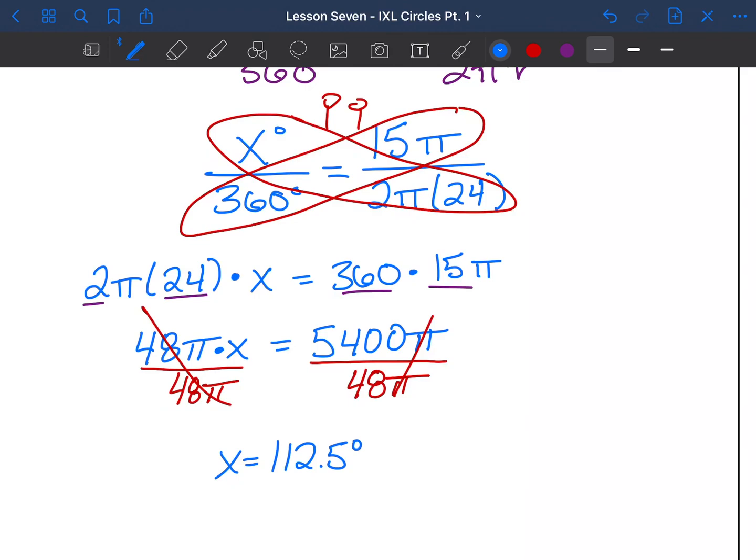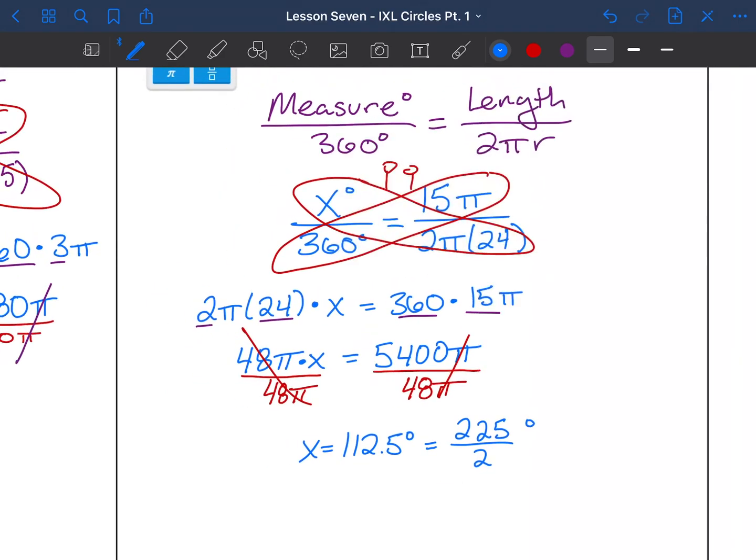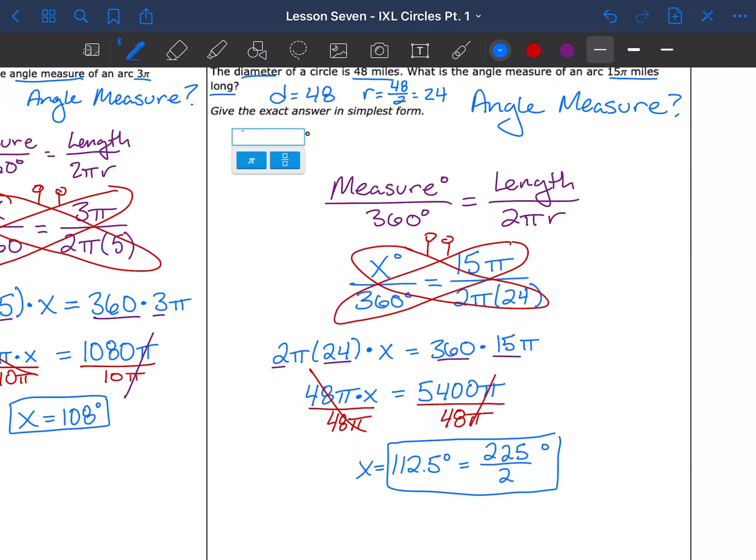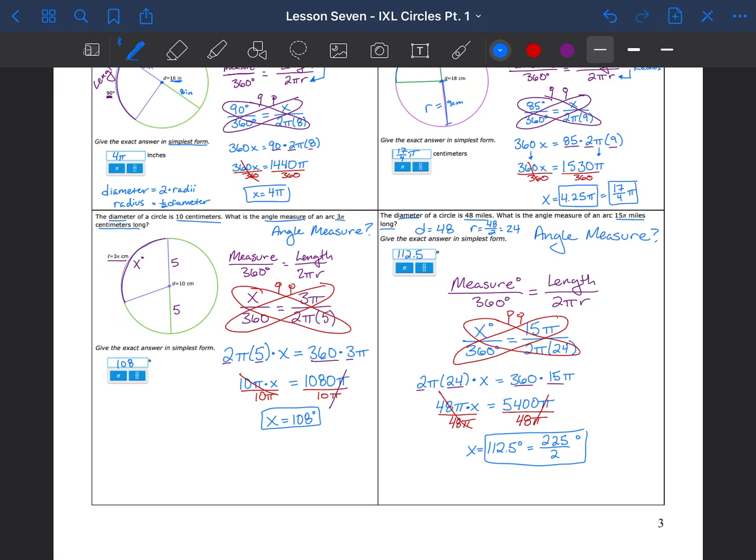Now, again, if fractions don't work, you just need to convert that. 0.5, that's just a 2 on the bottom. And then you just do 112.5 times 2. You'll have 225 over 2 degrees. So either you can do it in a fraction, or I think you can do it in decimal. But you would write your answer as 112.5 degrees.